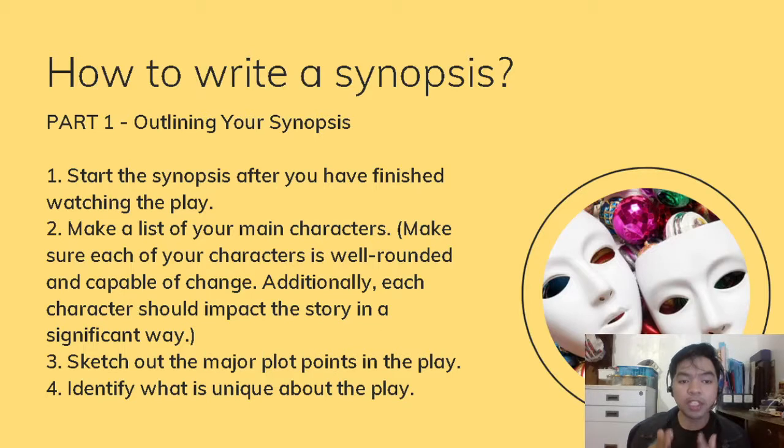Next is make a list of your main characters. Make sure each of your characters is well rounded and capable of change. Additionally, each character should impact the story in a significant way. So the key word here is impact. Of course, when a play has like 1,000 characters, there's no need for you to write all of those characters in your synopsis. If you write all of them, it will no longer be called a synopsis, okay?